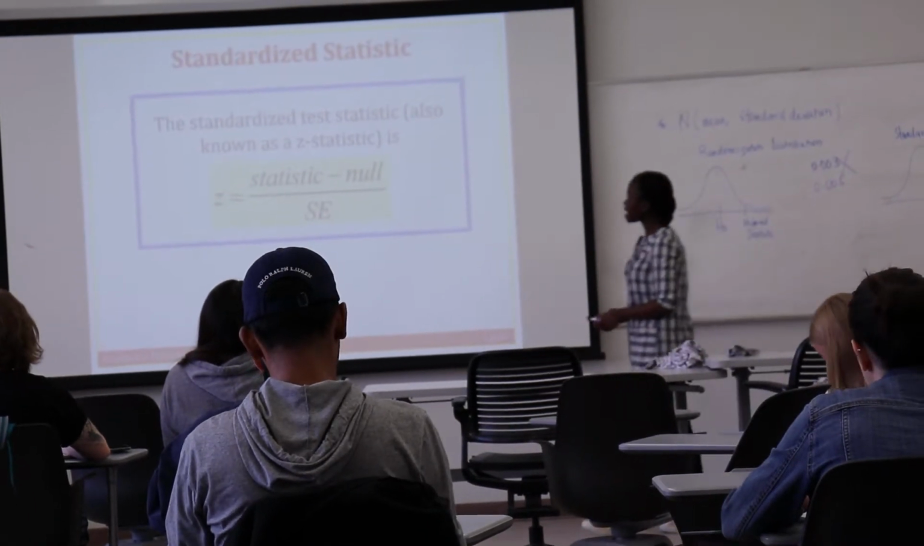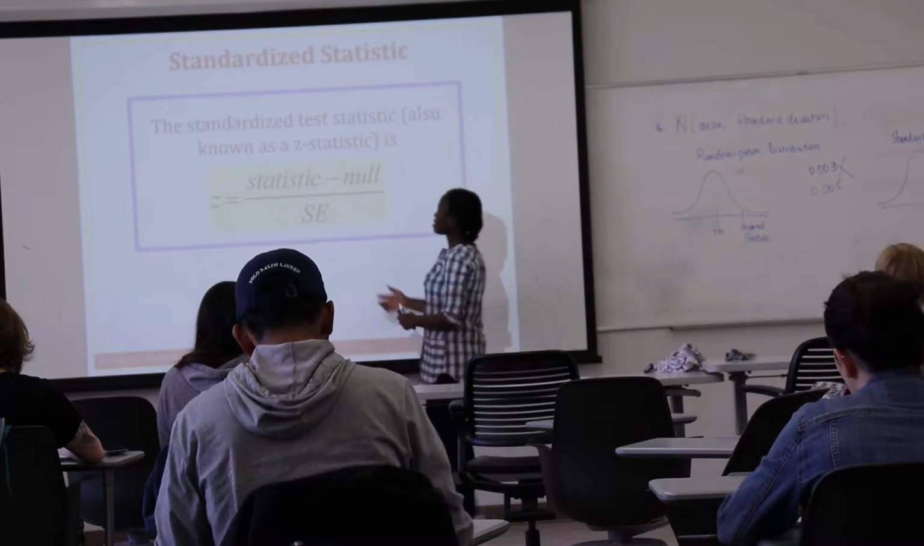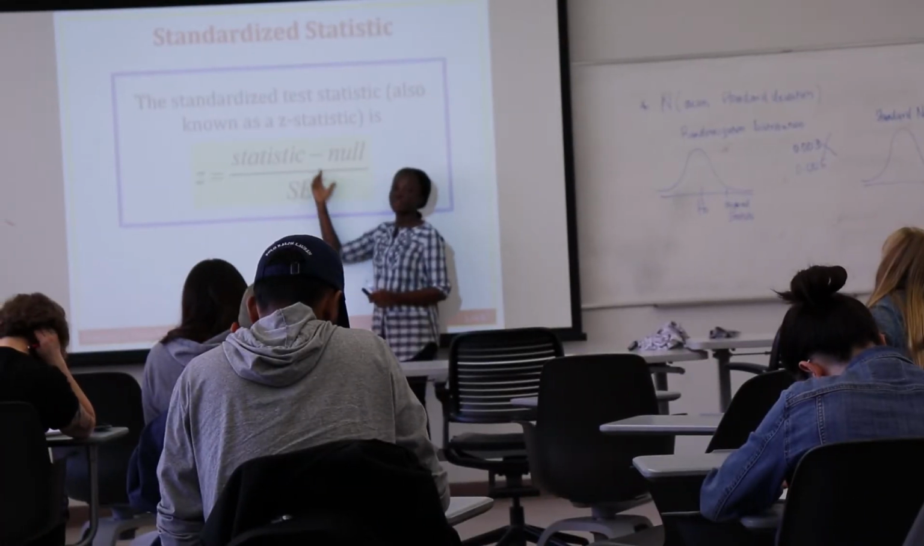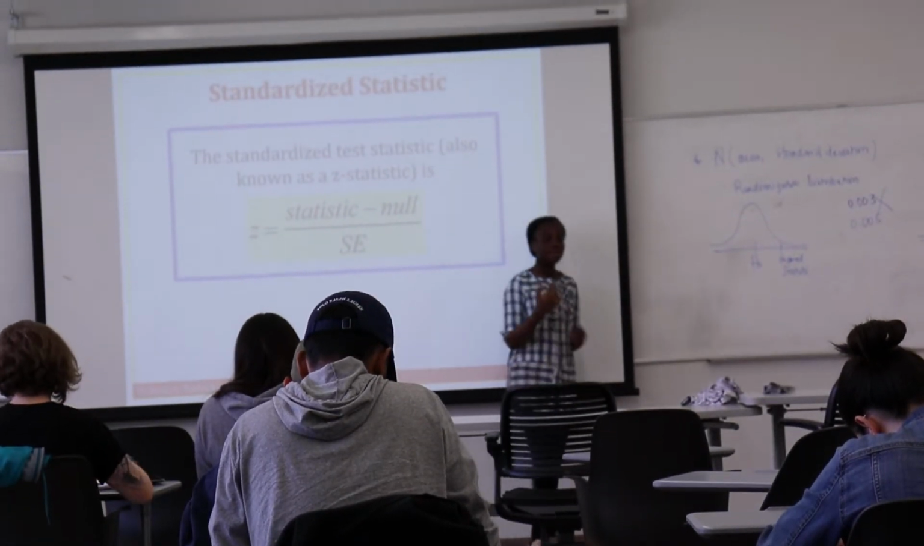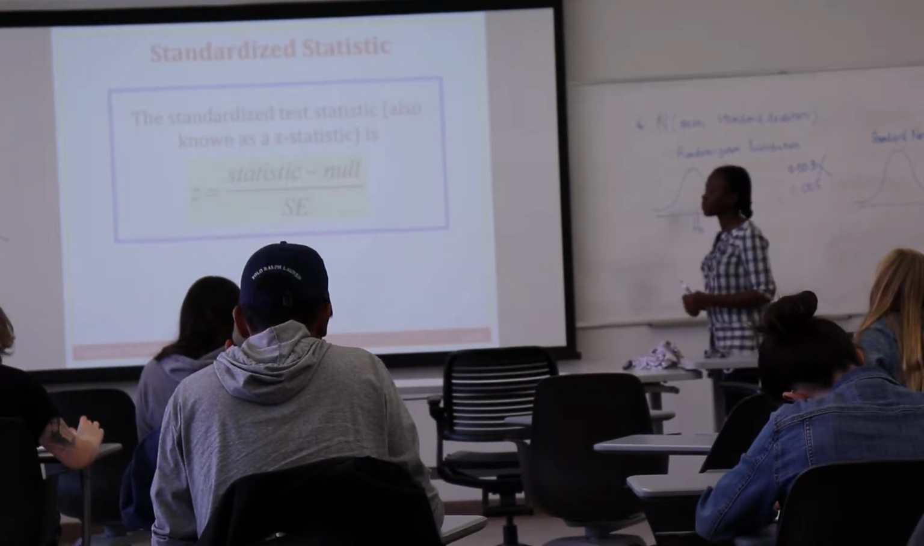The standardized test statistic, also known as the Z statistic, is the statistic minus the null, divided by the standard error. In doing it this way, we are standardizing the statistic in order to get a common p-value.